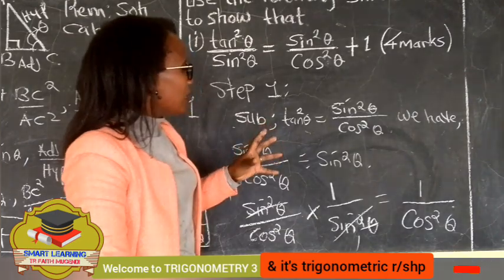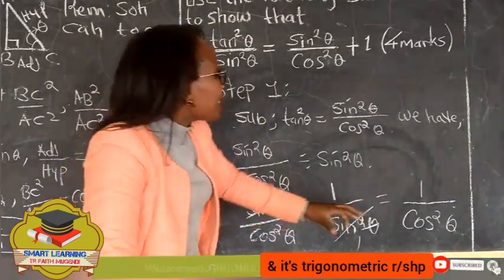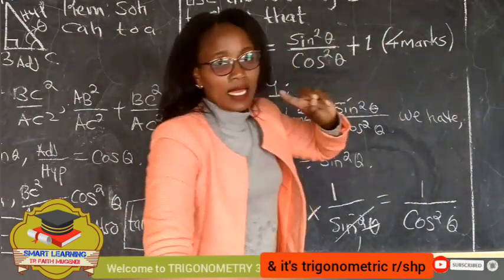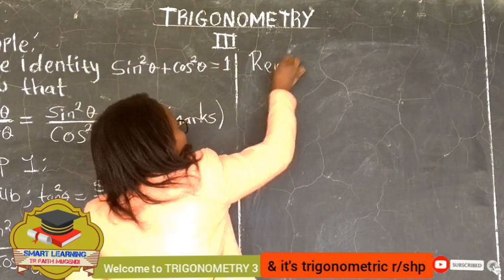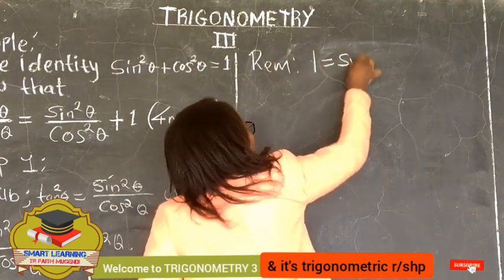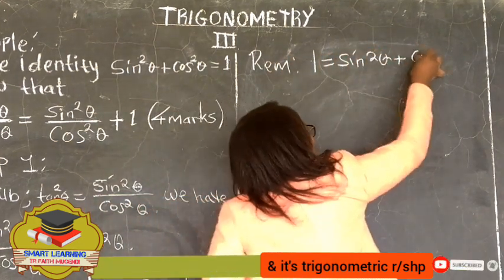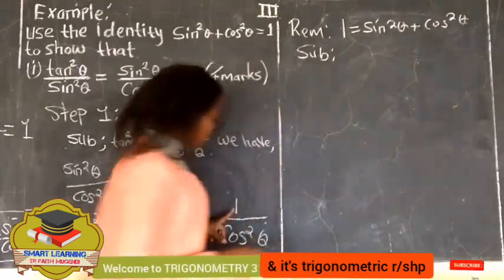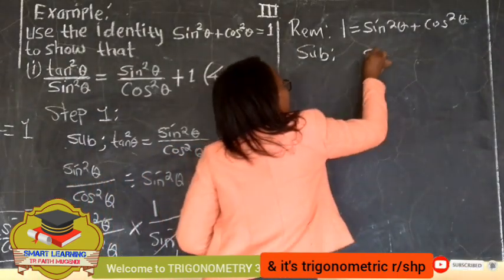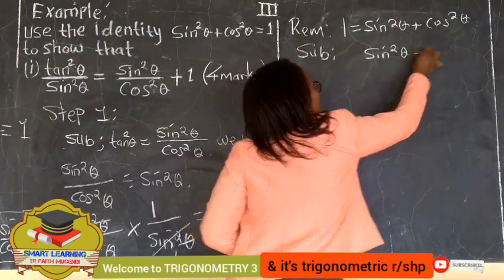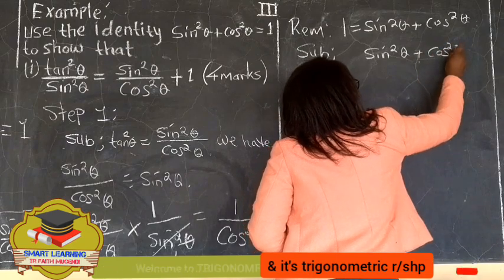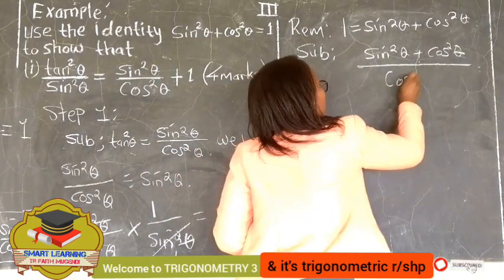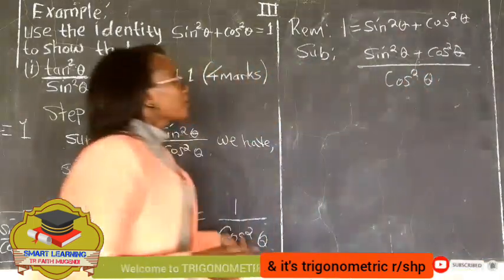If you look at it keenly, then it means we can directly substitute 1 with sine squared theta plus cos squared theta. Remember we said that 1 is equivalent to sine squared theta plus cos squared theta. Now substituting, where we have 1, we substitute with sine squared theta plus cos squared theta all over cos squared theta. Now we are done.